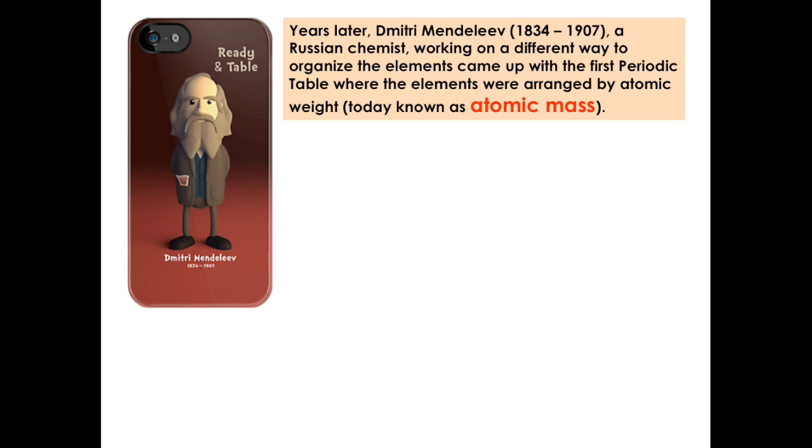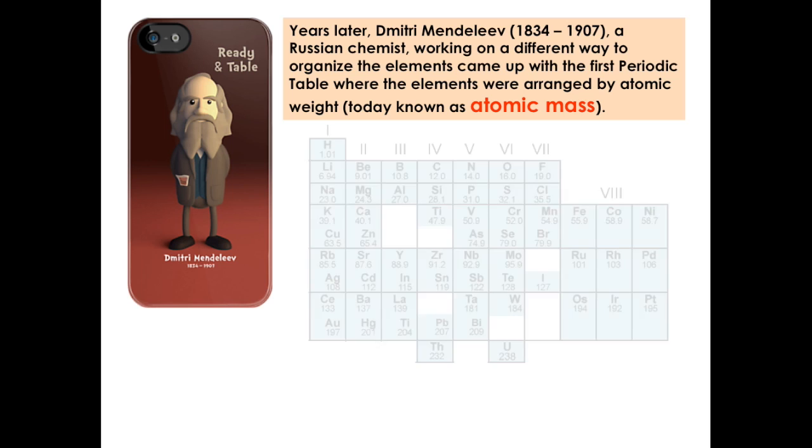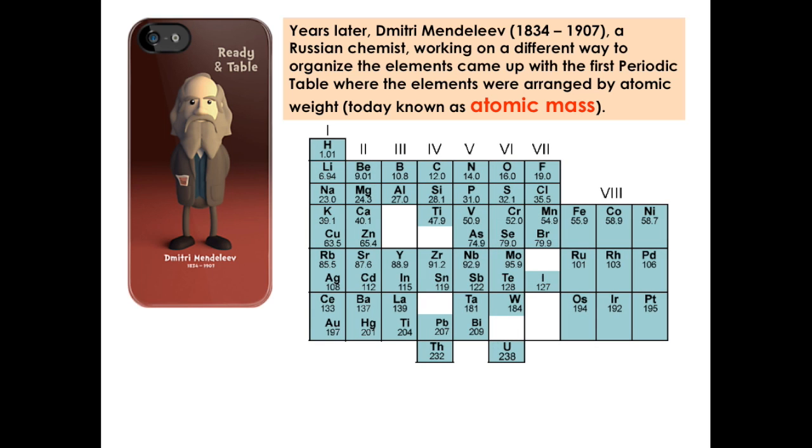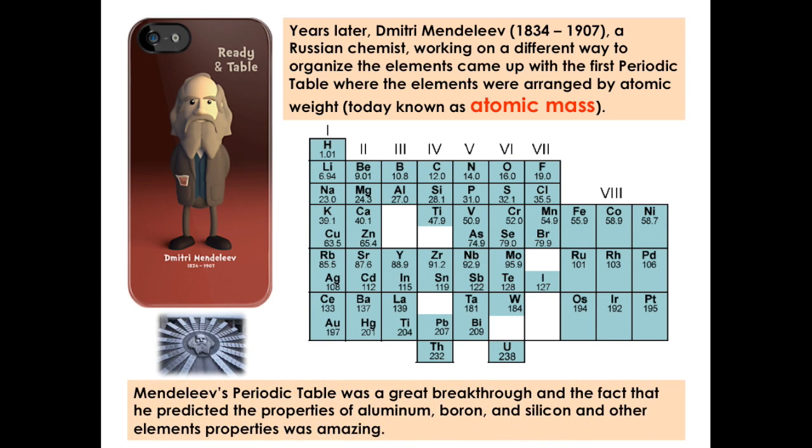Years later, Dmitri Mendeleev, 1834–1907, a Russian chemist, working on a different way to organize the elements, came up with the first periodic table, where the elements were arranged by atomic weight, today known as atomic mass. Mendeleev's periodic table was a great breakthrough, and the fact that he predicted the properties of aluminum, boron, and silicon and other elements' properties was amazing.